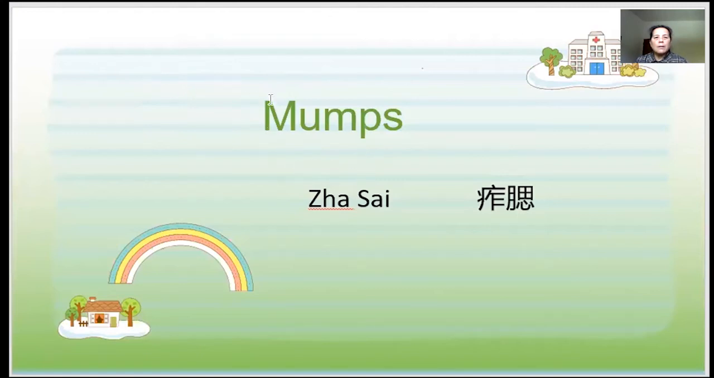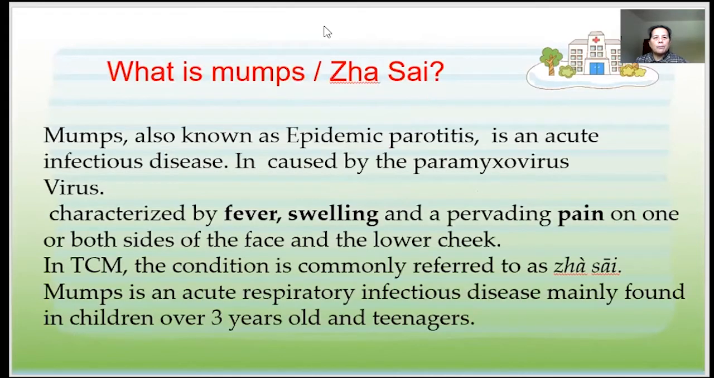Mumps. Yeah, mumps. I think maybe some of you have heard about this one, or maybe some students have had it. So what does mumps mean? The Chinese name is 炸腮. 炸 means swollen, and 腮 is the side of the face area. So that means swelling on the face area.